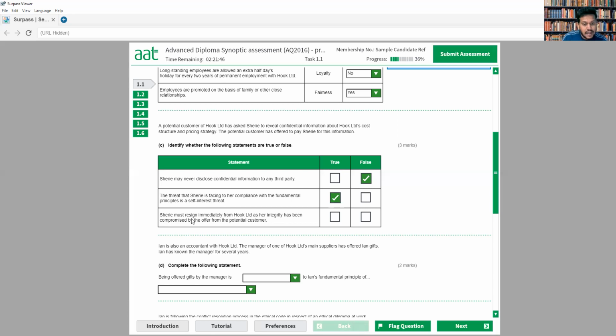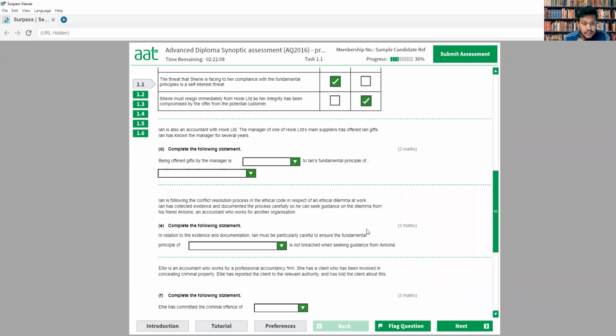Then we have: Siri must resign immediately from Hook Limited as her integrity has been compromised by the offer from the potential customer. That's not true. So if someone says, I'll give you some money, disclose the information, obviously I haven't done anything. Getting an offer from someone doesn't mean I have to resign. I'll look for the safeguard. So obviously I will use the ethical principles and try to put in safeguards to reduce or eliminate the risk. I'm not going to resign because someone said they'll give me some money to disclose the information, because I haven't done anything. That's not true.